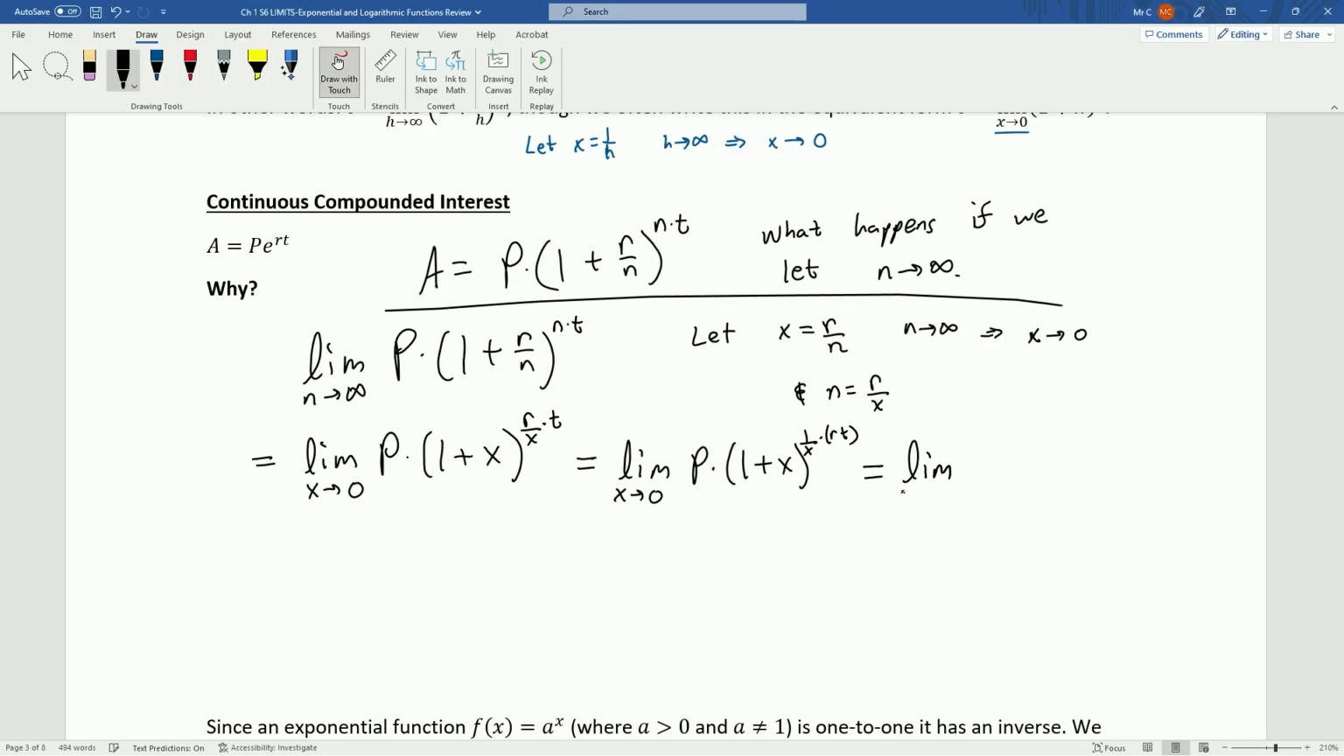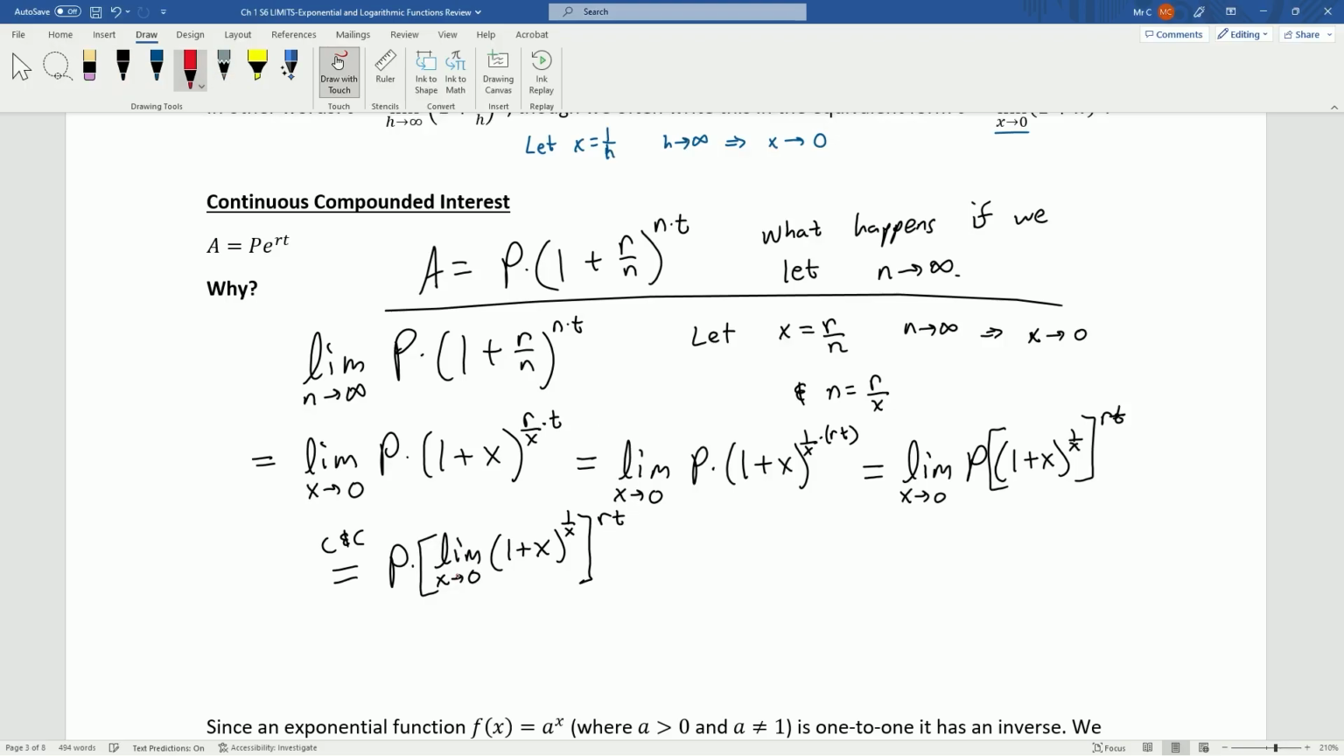And we know from our exponent laws that instead of the product of the numbers in the exponent, I can rewrite this as (1 + x) to the 1 over x, all to the rt power. And one more little step here. The continuity and convergence theorem says we can move our limit inside of a continuous function. And so we move that limit inside this expression. And this is the thing that we defined as e.